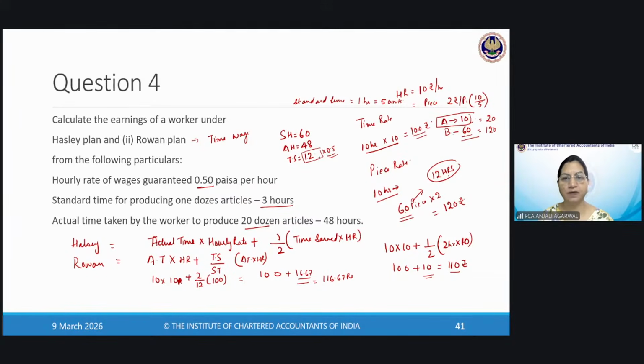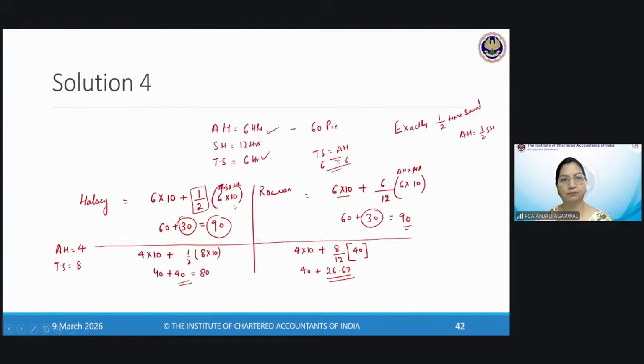Half of that will be 3. So 24 plus 3 under Halsey plan, the worker will get 27 rupees. Under Rowan plan, he will get 24 rupees for 48 hours plus 12 by 60 of 24, that is 1/5, 24 plus 4.8. So he ends up getting 28.8. Right? This is how you calculate for Halsey and Rowan plan.